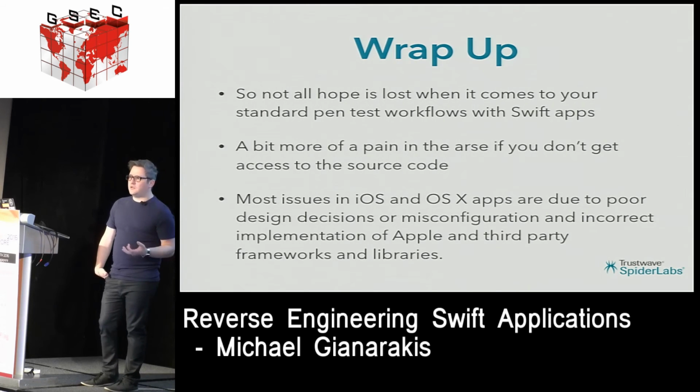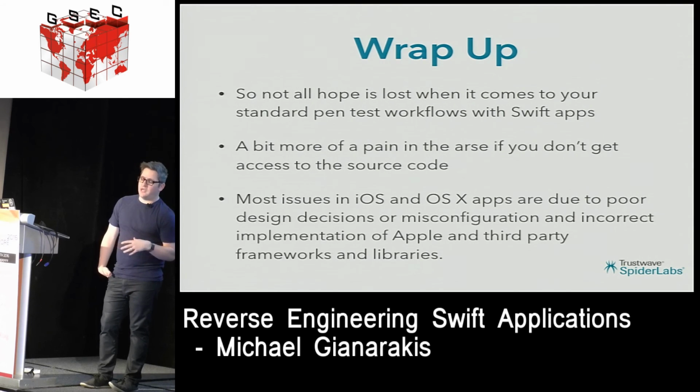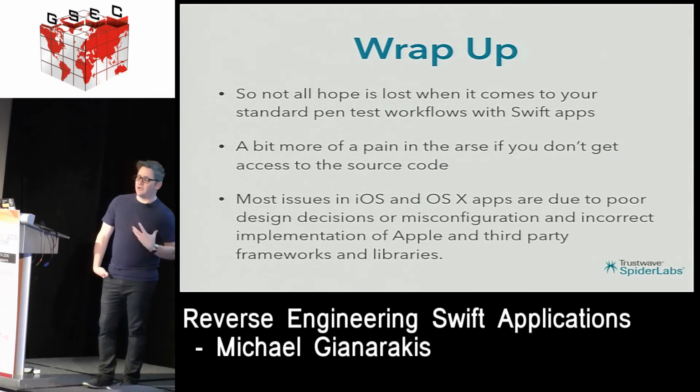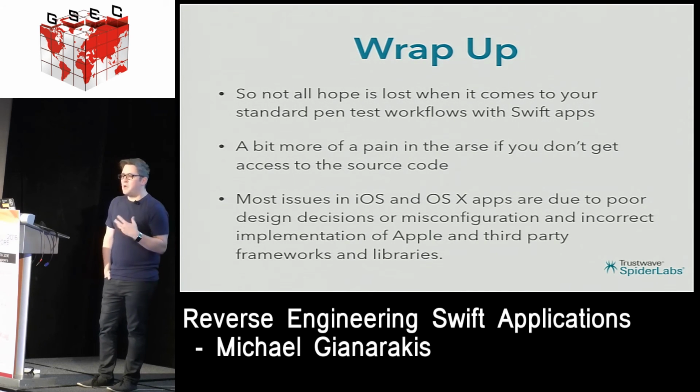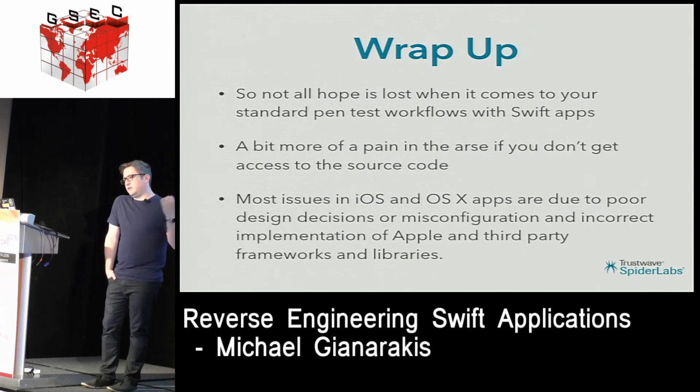And as I said earlier in the presentation, most issues in iOS and OS X apps are due to poor design decisions or misconfiguration and incorrect implementation of frameworks and libraries. So again, a lot of what you're going to look at is not necessarily impacted by whether it's a Swift app or an Objective-C app. If the developer's not securing sensitive information, or not securing information as it goes over the wire, that kind of stuff is not really dictated by whether it's written in Swift or Objective-C. So there's still a lot of stuff that you can look at and a lot of stuff that you can do.